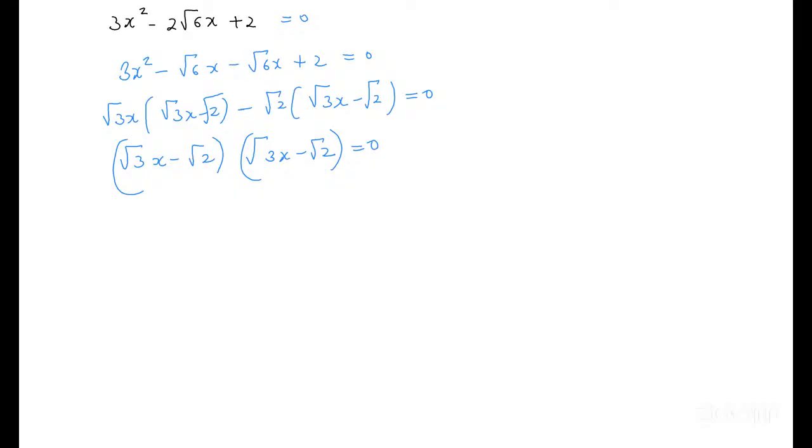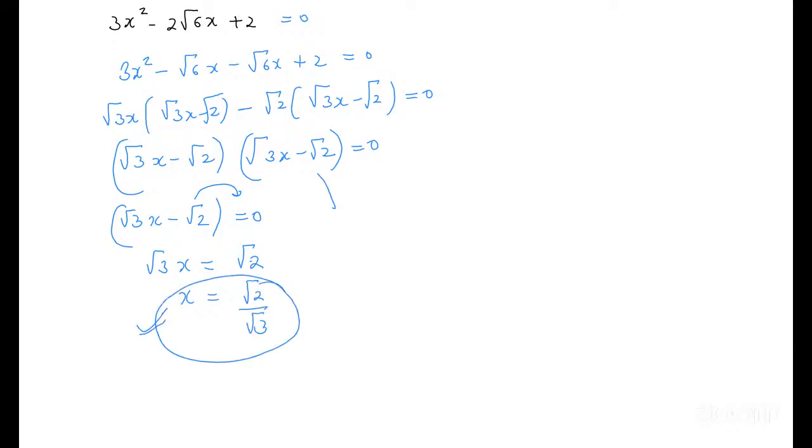Yes, correct. Did you understand what I'm trying to say? Tell me what you didn't understand, please. How do we find out what x is equal to? So now, basically, we got the factors. We will keep them equal to 0. This minus root 2 I'm sending to the other side, so it will become root 2, and x will become root 2 upon root 3. This is the value of the first x.